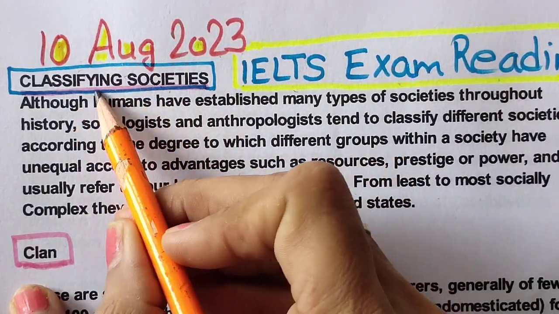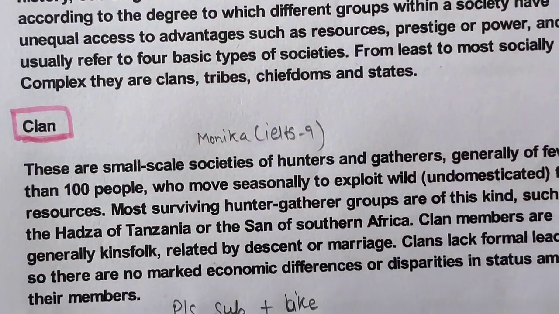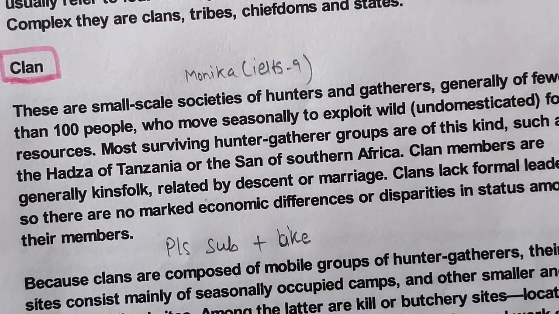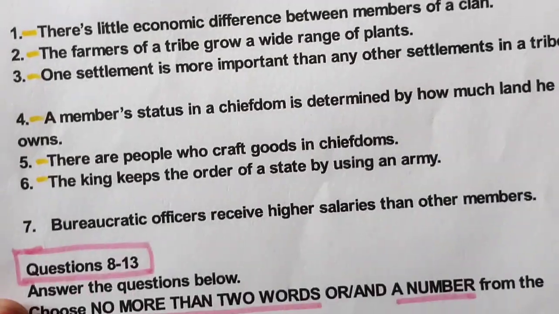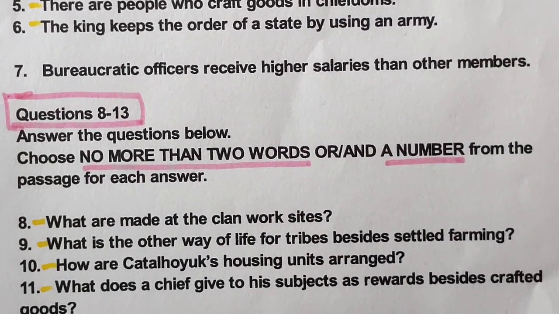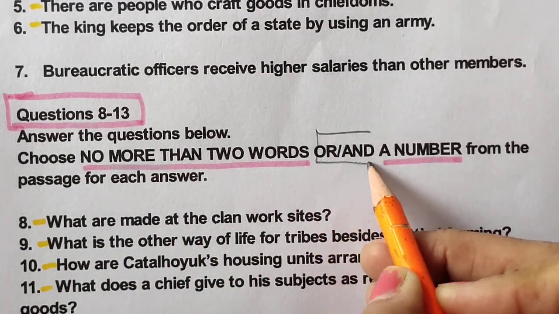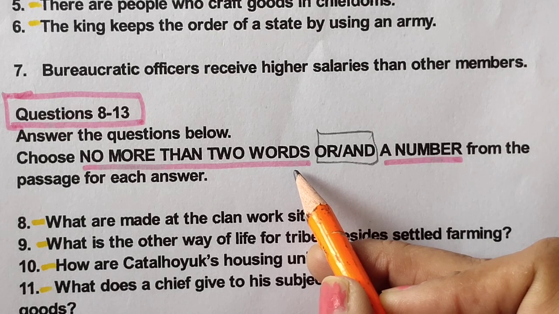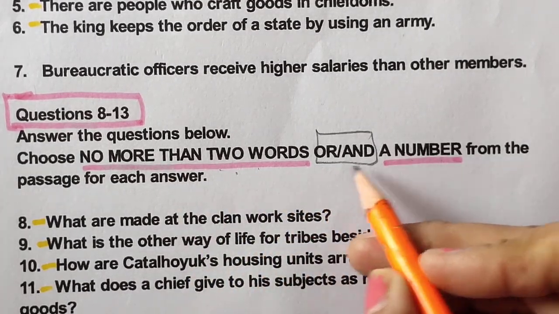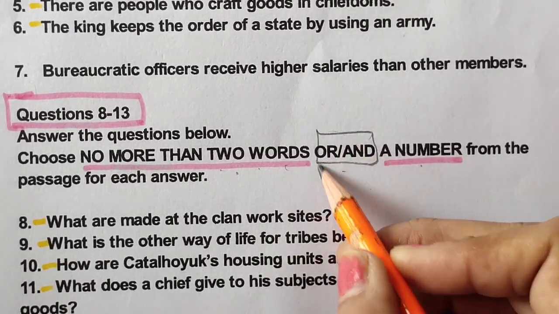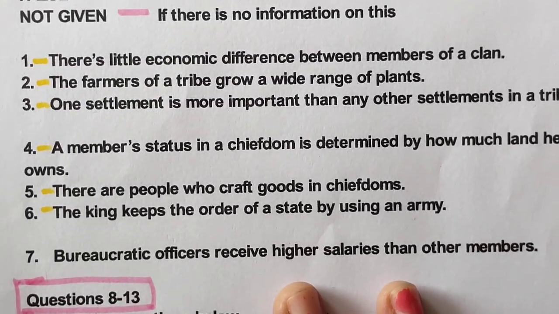As we can understand, Classifying Society. Now you can see how they have divided this reading. Now I will go to the type of questions. So first type of question, we have true, false, not given. Second, we have short answers, the questions below, no more than 2 words, and or a number. So this is a point to be noted. No more than 2 words means we can use 1 word and 2 words also, and or a number also, or only a number also can come. So these two types of questions are there.